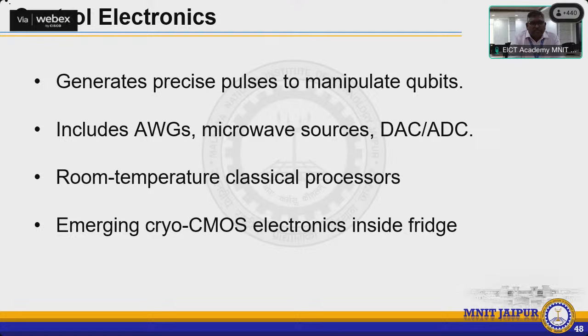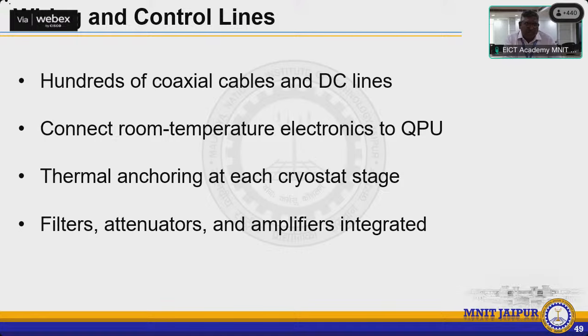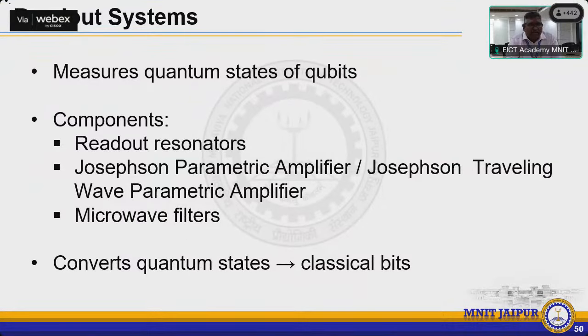Then emerging cryo-CMOS electronics are also there, which are within the bridge. And there are hundreds of coaxial cables and DC lines, which are the wiring and control lines. Thermal anchoring is done at each cryostat stage, and then they are connected to room temperature electronics at the QPU. There are filters and attenuators and amplifiers which are integrated to create that architecture, right?